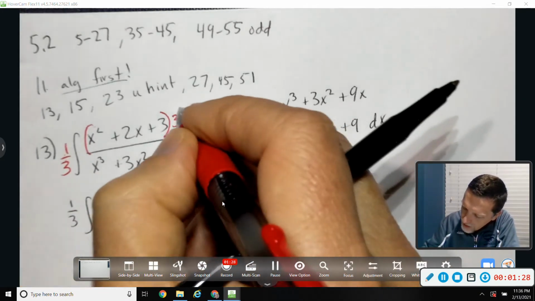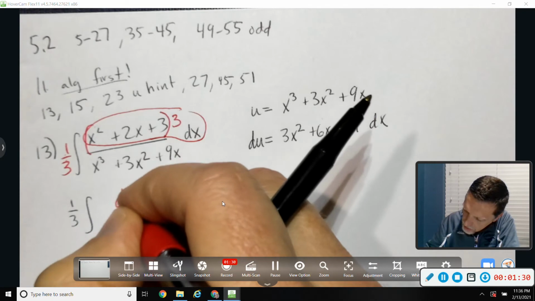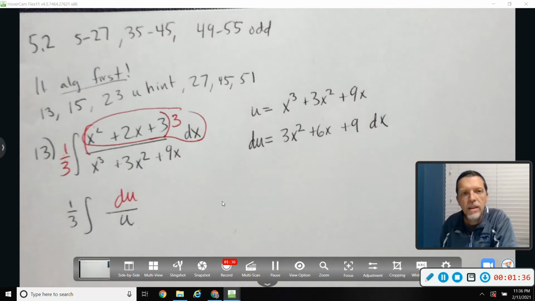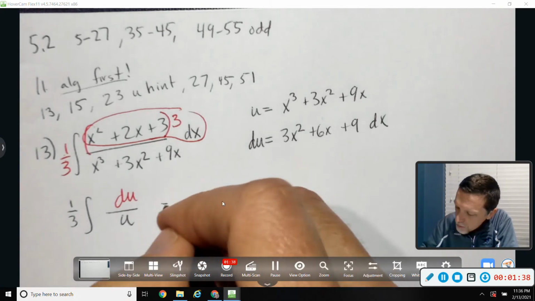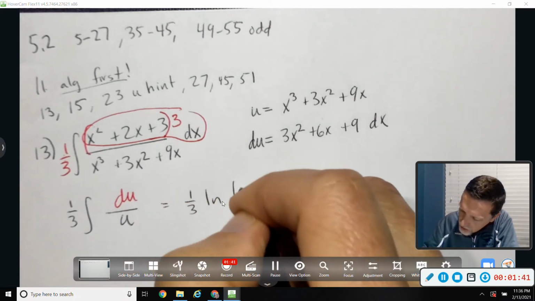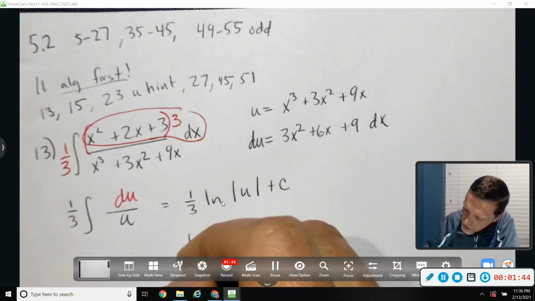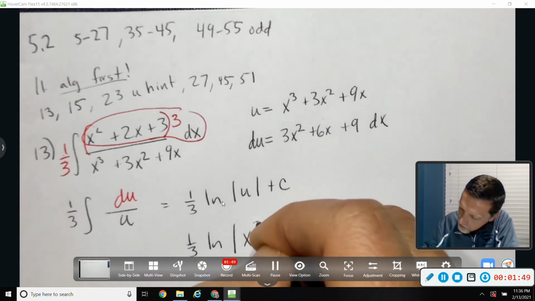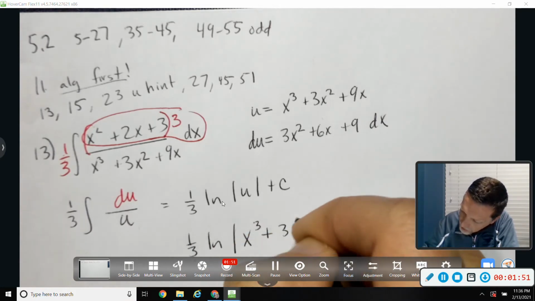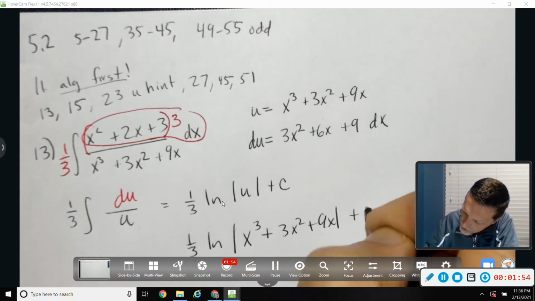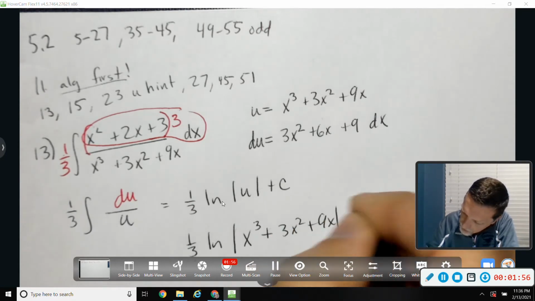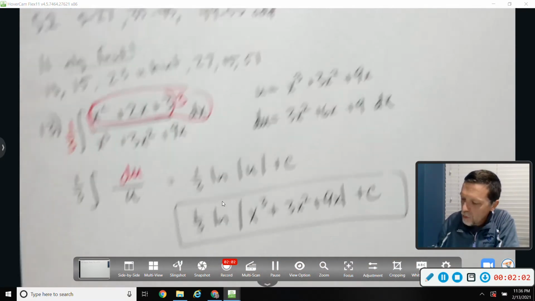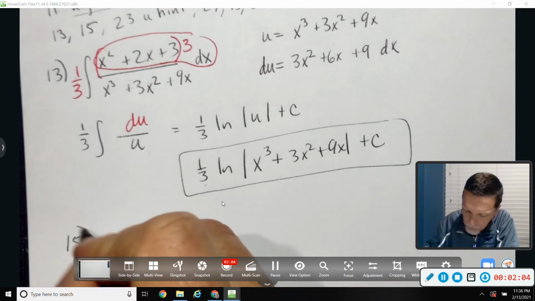And so all of that top is du, and all of the bottom is u. And now it's an easy problem because it's 1/3 natural log absolute value of u plus c. So 1/3 natural log absolute value x cubed plus 3x squared plus 9x plus c. So it wasn't too bad once you saw the trick that they were going for there.